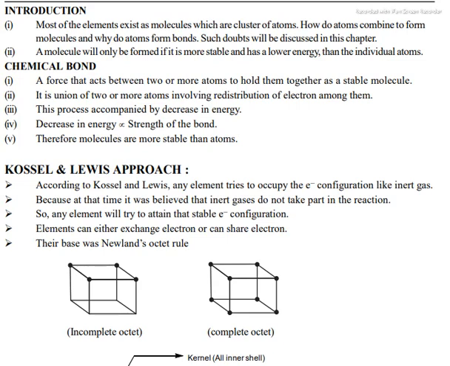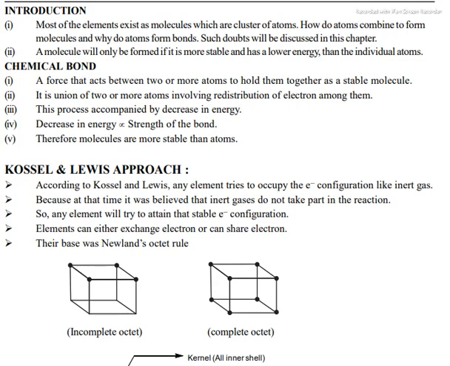Earlier you might have heard about Newton's law of octaves in the periodic table. Kossel and Lewis tried to give their approach towards chemical bonding. They thought that the electronic configuration of inert gas elements is much more stable because they do not participate in chemical reactions. So according to Kossel and Lewis, any element tries to attain the electronic configuration of an inert gas, because at that time it was believed that inert gases do not take part in chemical reactions.